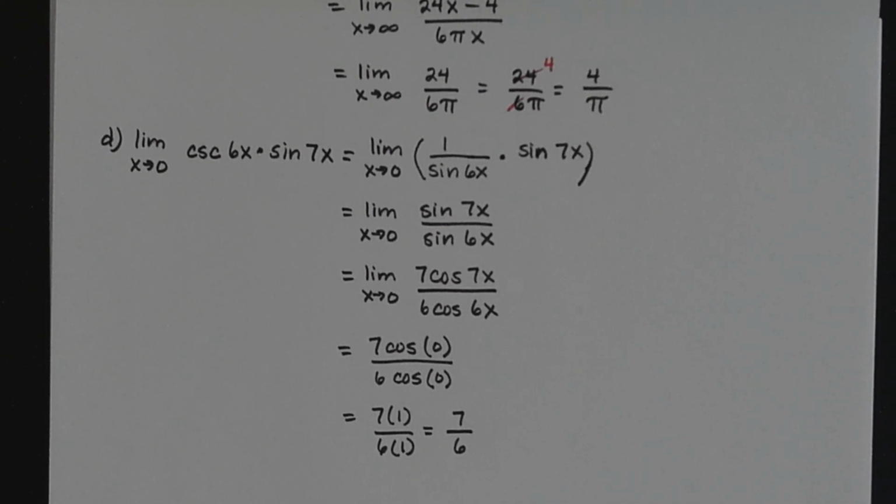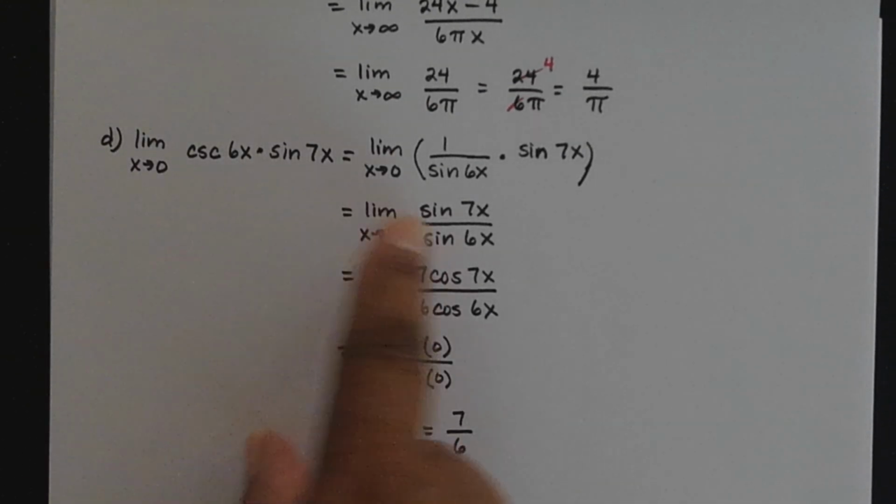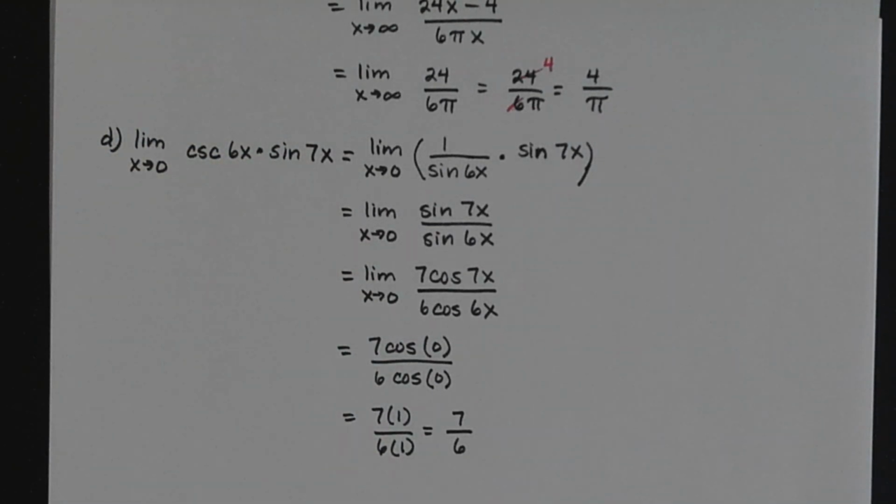So sometimes you have to use those trig identities back in section 1.4. Any questions about part D? Or any questions about problem number 9? Or any questions about what's going to be on exam number 4?